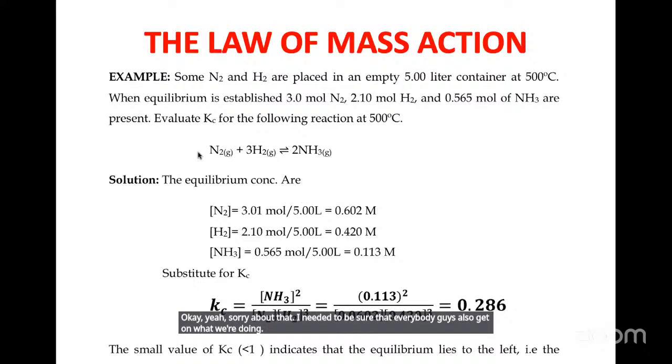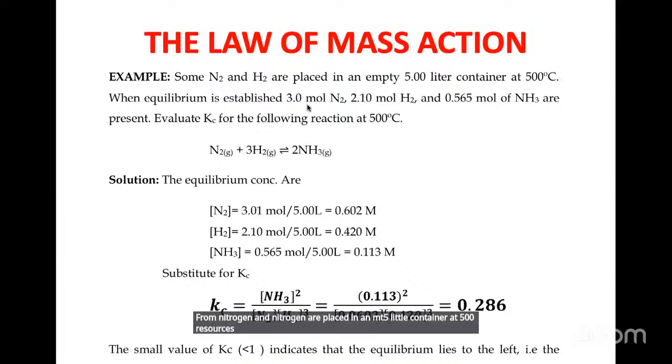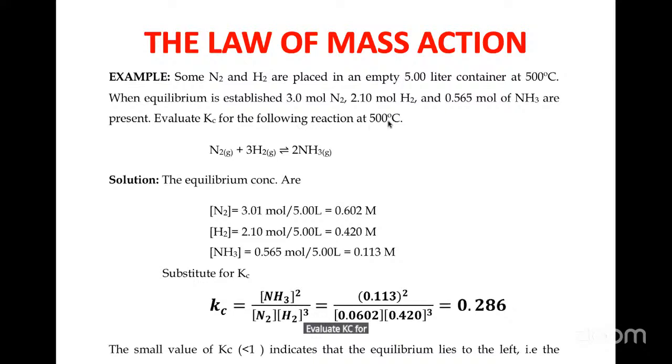Now, some nitrogen and hydrogen are placed in an empty 5-liter container at 500 degrees Celsius. When equilibrium is established, 3.0 mole of nitrogen, 2.10 mole of hydrogen, and 0.565 mole of ammonia are present. Evaluate Kc for the following reaction at 500 degrees Celsius. Of course, this is the reaction they're talking about.